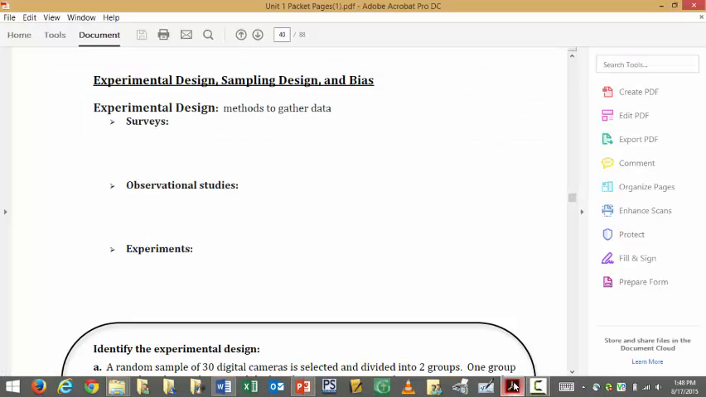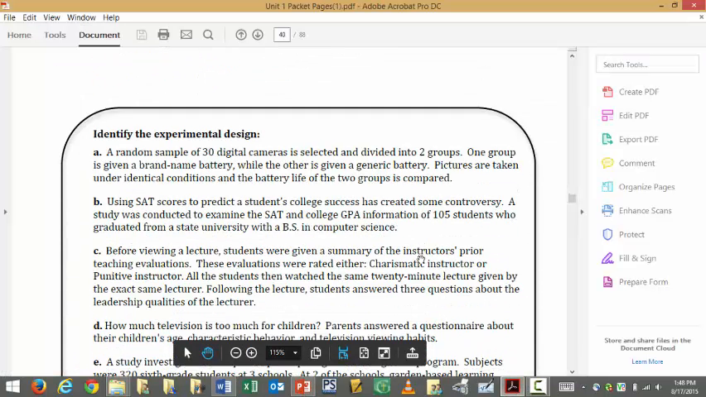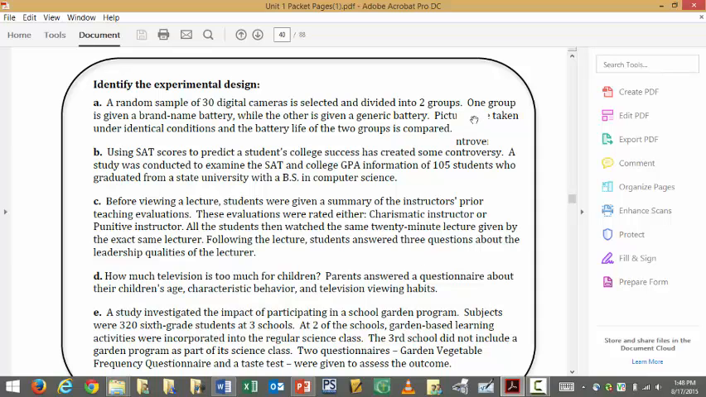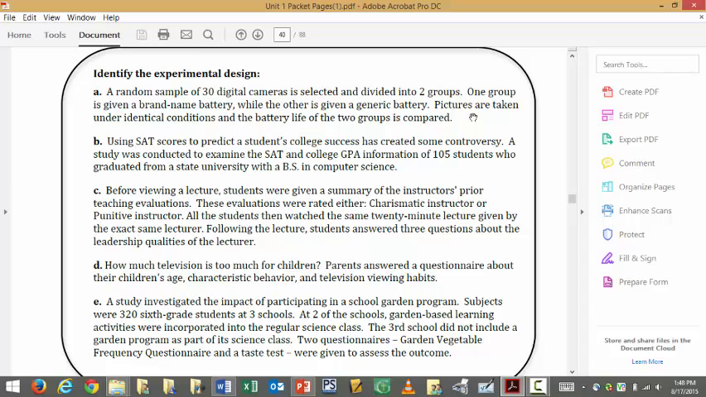So if we take a look at that packet, we have a couple of different things that we can try. Part A: a random sample of 30 digital cameras is divided into two groups. One group is given a brand name battery, while the other group gets a generic. They take pictures until the batteries run out and they compare the two groups. Since we have things being separated into two groups, what we're looking at here is an experiment.